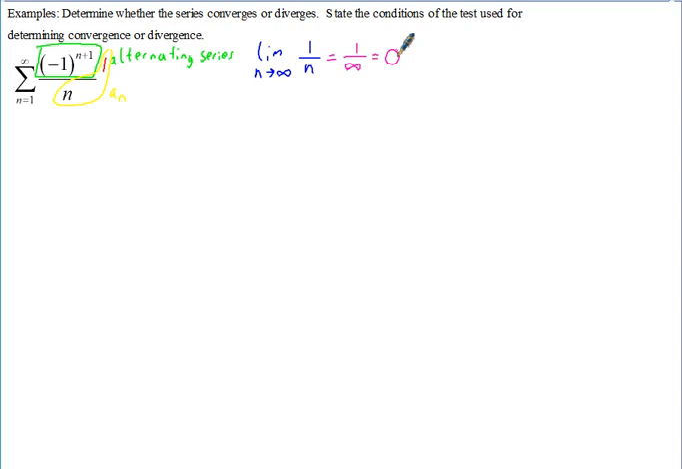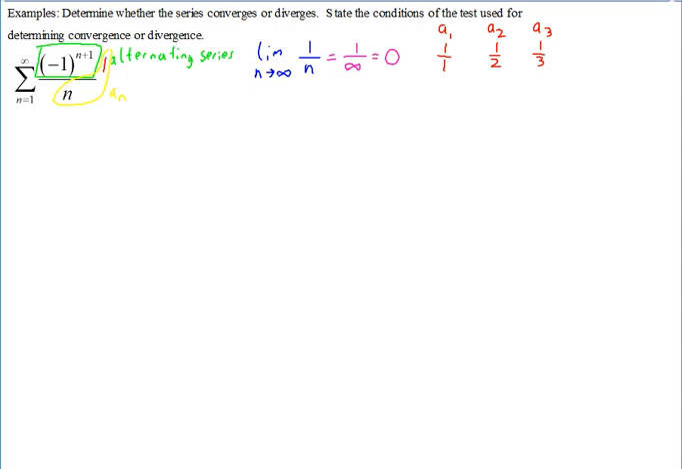So that means it might converge, okay? Since that limit does equal 0. But then we also have to see if the terms continue getting smaller. So if we find the first three terms, a sub 1, a sub 2, a sub 3, if you substitute in 1, we get 1 over 1. If you substitute in 2, 1 over 2, 3, 1 over 3. So the terms do keep getting smaller.